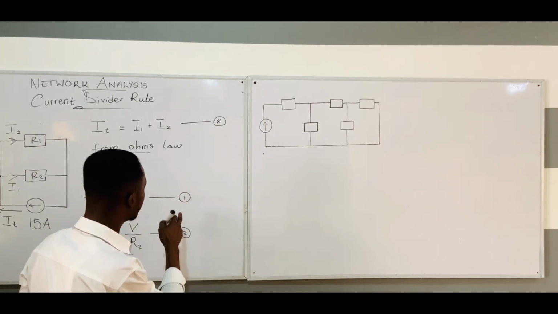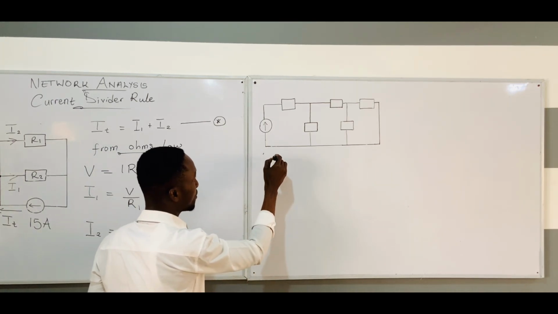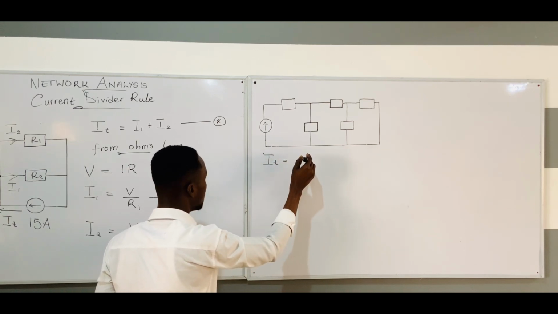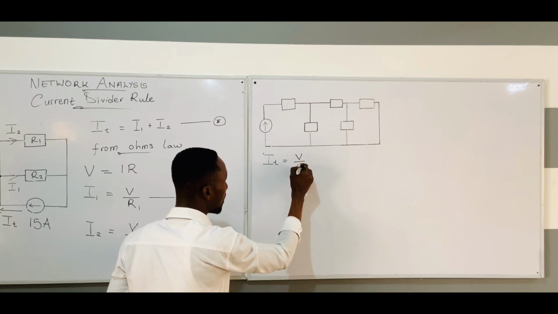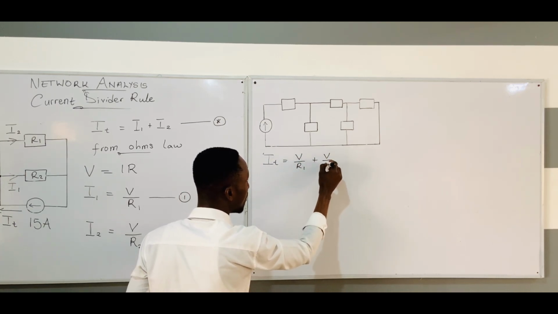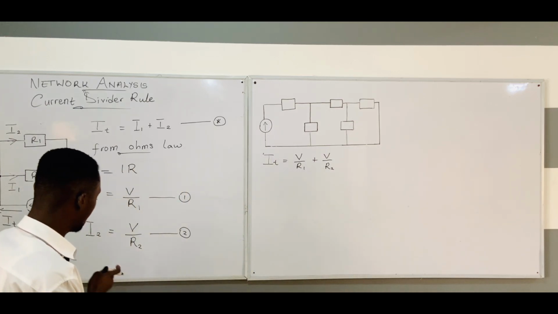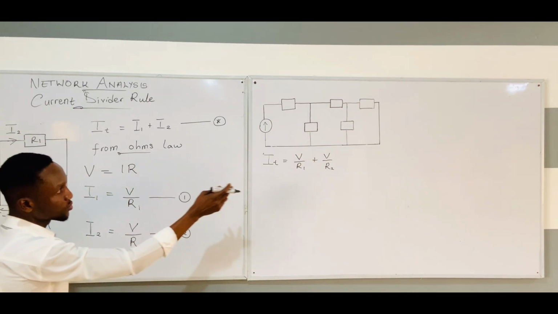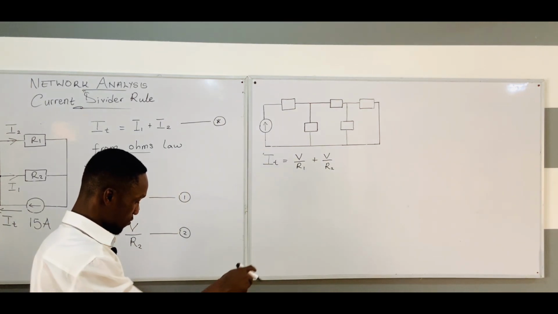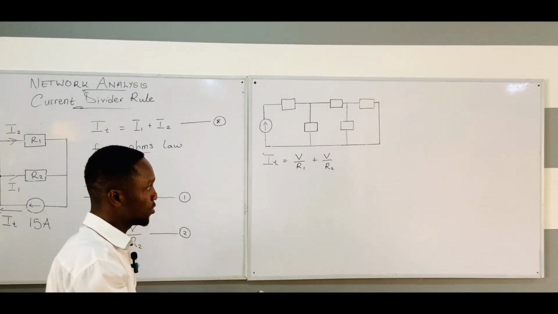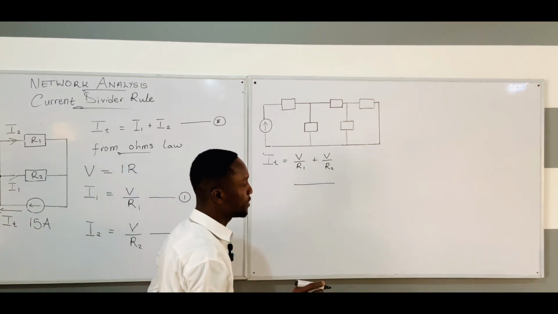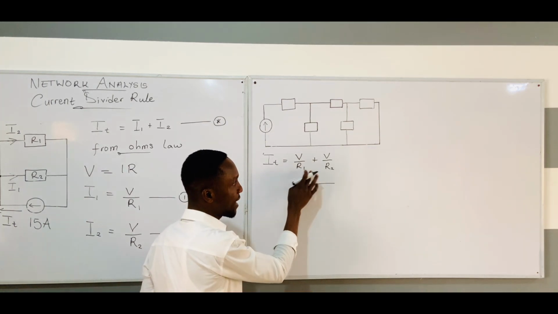Now when we put equation 1 and 2 into equation star, we are getting IT equals V over R1 plus V over what? R2. Do you understand? Because this is I2, so it is representing this one. That's what we have there. Now, let's take LCM here because we have addition of two fractions. When we take LCM, LCM will be R1 R2.